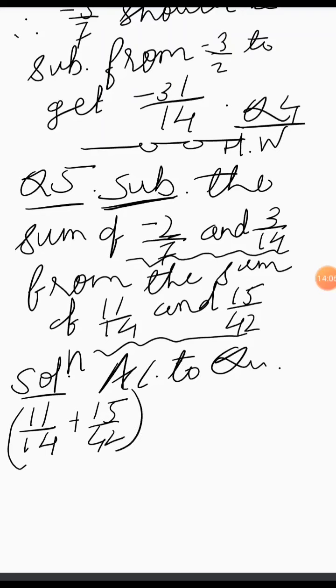What you have to do? You have to subtract. So take subtraction sign. What you have to subtract? The sum of these two. Means the sum of these two means this one, that is minus 2 by 7 plus 3 by 14. Okay. Now just simplify, you will get the answer.